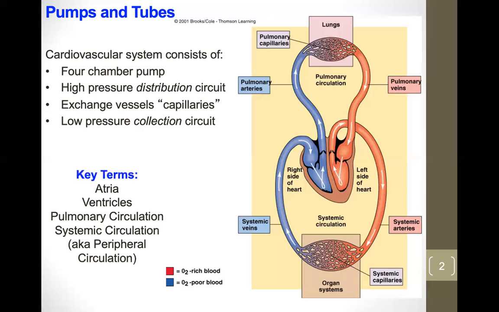So, key terms to keep in mind. We've got our atria, or our top two portions of our pump. We have the ventricles, which are the two bottom portions of our pump. We have the pulmonary circulation that's going to the lungs. And we have the systemic circulation, which is going to the rest of the body. And it's also called peripheral circulation. So, it's termed both ways.